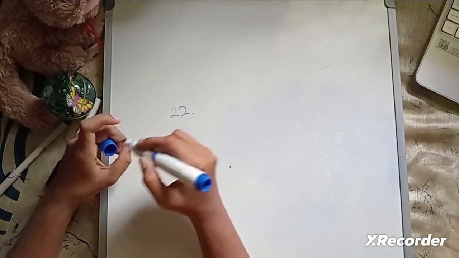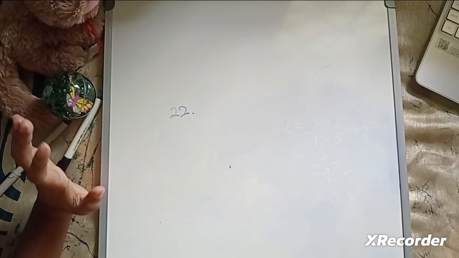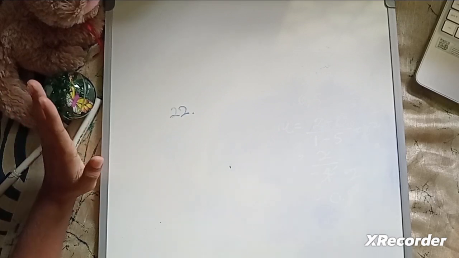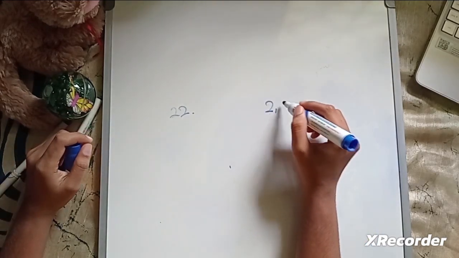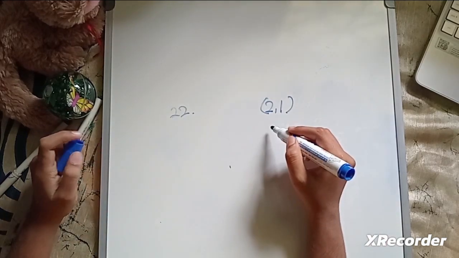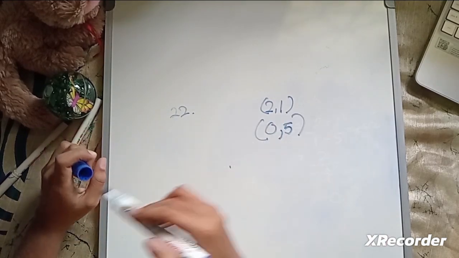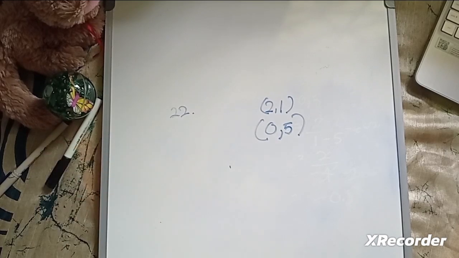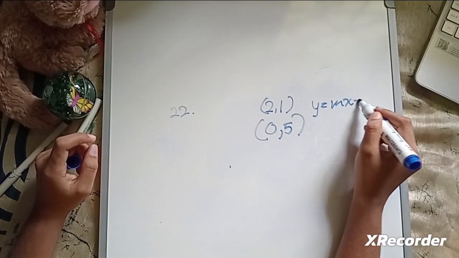Question number 22. Write the equation of the straight line that passes through the point 2, 1 and has the y-intercept 5, which means x value 0, y value 5, in the form of y equals mx plus c.